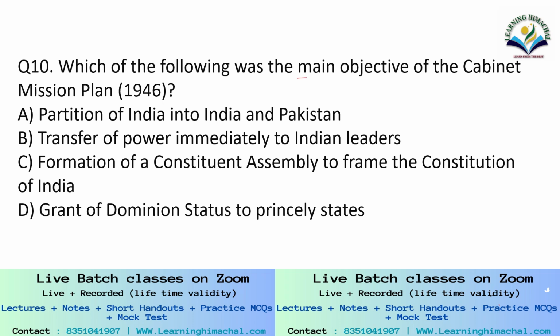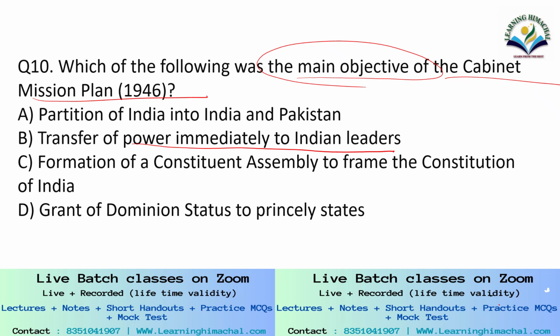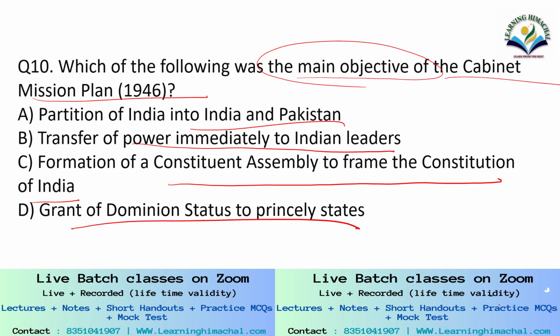Which of the following was the main objective of the Cabinet Mission Plan? Partition of India into India and Pakistan, transfer of power immediately to Indian leaders, formation of a constituent assembly to frame the Constitution of India, or grant of dominion status to princely states. It is option C, formation of a constituent assembly to frame the Constitution of India.